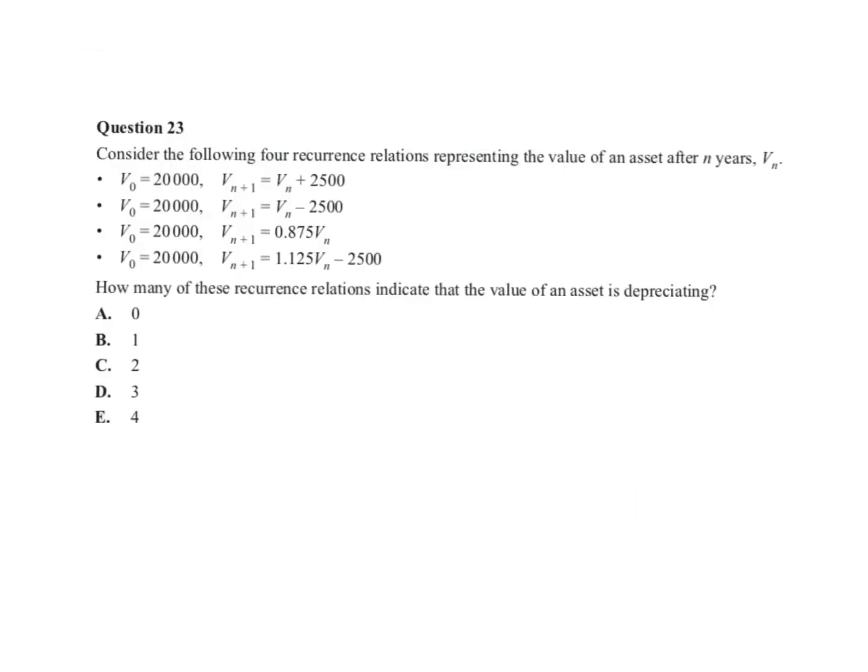Okay, so question 23. Consider the following 4 recurrence relations representing the value of an asset after N years. Okay, so we know they're recurrence relations because it's showing you how to get the next term. Now, how many of these recurrence relations indicate the value of an asset depreciating? So depreciating means that the value is getting less, yeah? So we've got to look at these scenarios.